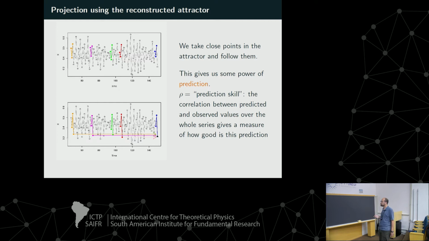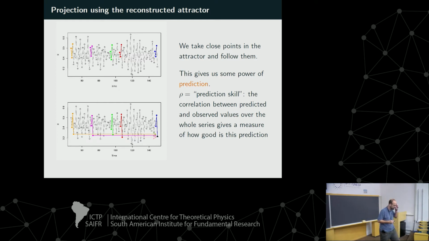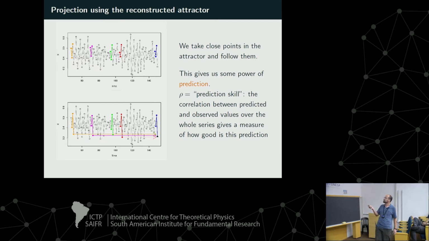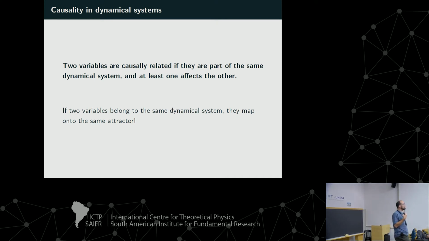Nice. So we can of course measure how good this prediction is. We can go over the whole time series and check what the prediction is, compare it to the actual observed value, and correlate prediction versus observed values. This gives you a correlation value, the prediction skill. And now we want to use this tool to infer causality.